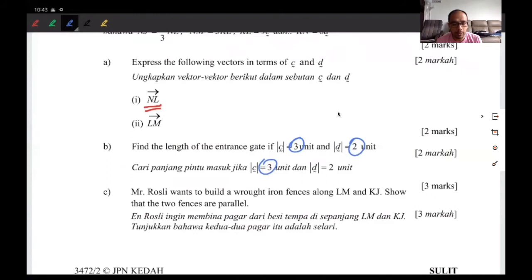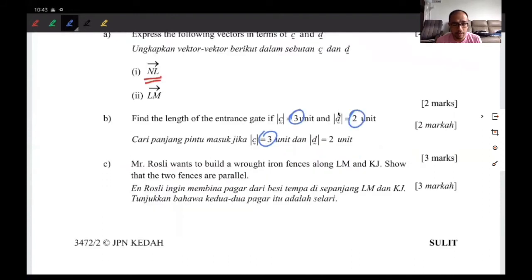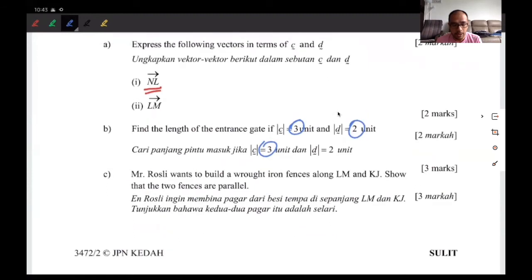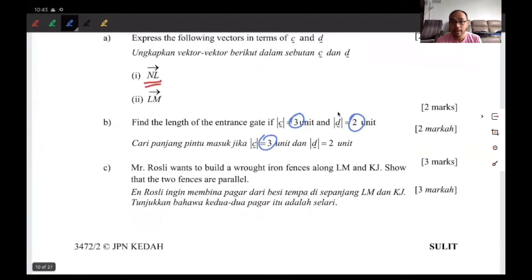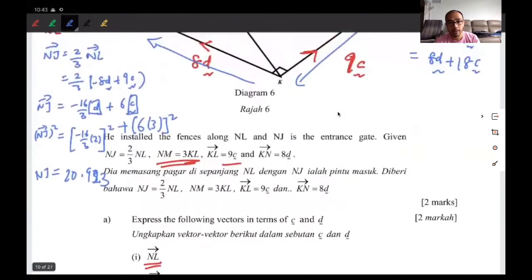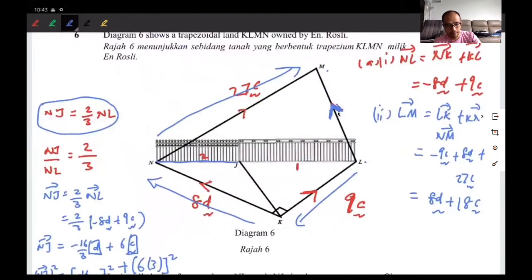Now, Encik Rosley wants to build a wrought iron fence along LM and KJ. Show that the two fences are parallel. So it is basically asking us to show whether LM and KJ are parallel. We already have LM, but we need to find KJ, and we have enough information to find it.